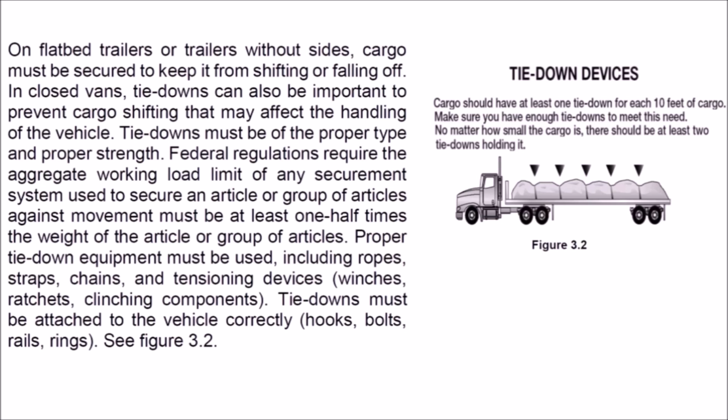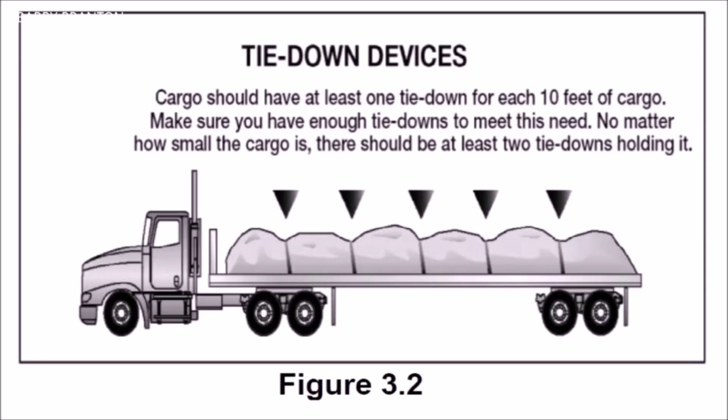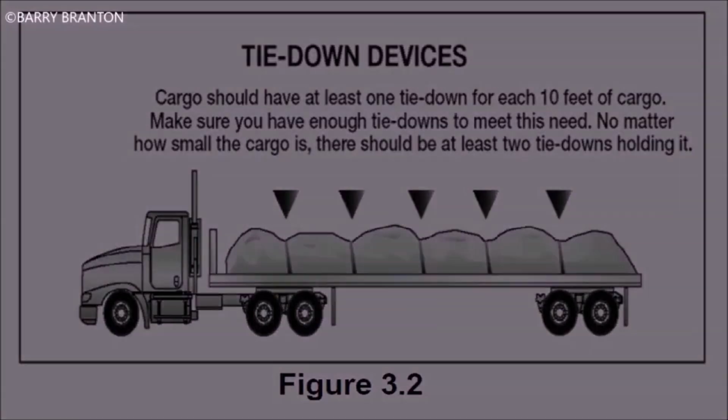Federal regulations require the aggregate working load limit of any securement system used to secure an article or group of articles against movement must be at least 1/2 times the weight of the article or group of articles. Proper tie-down equipment must be used, including ropes, straps, chains, and tensioning devices, winches, ratchets, clinching components. Tie-downs must be attached to the vehicle correctly: hooks, bolts, rails, rings. See Figure 3.2. Picture on page 3-2, Figure 3.2, tie-down devices.